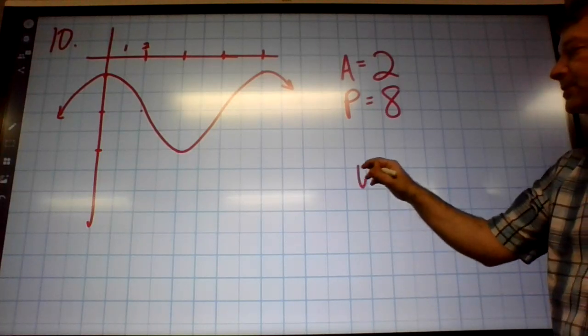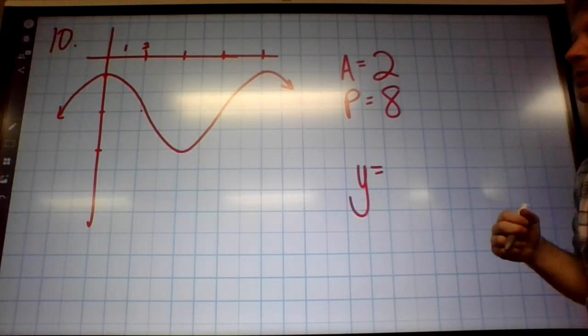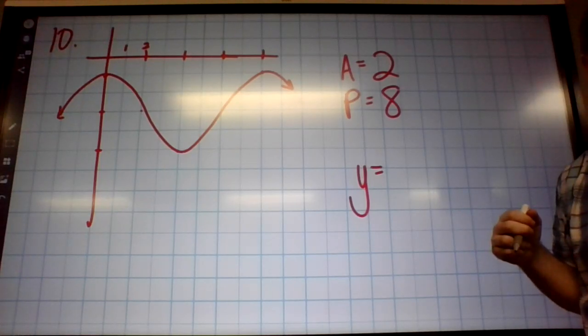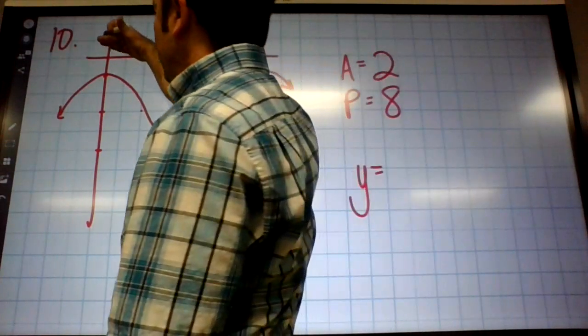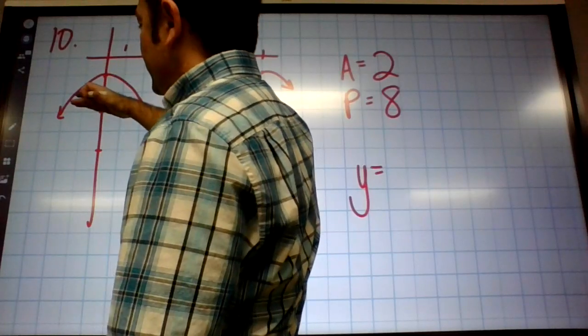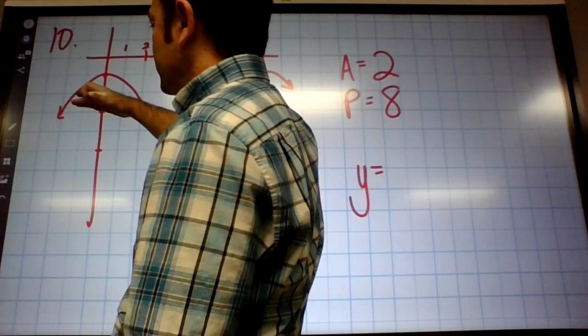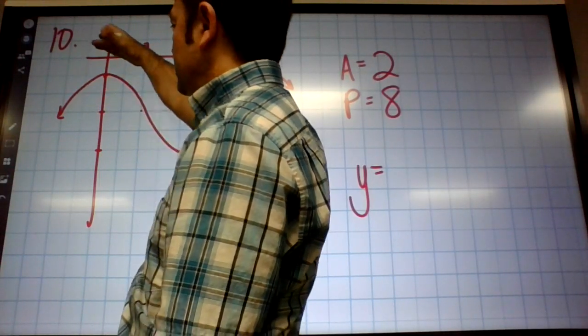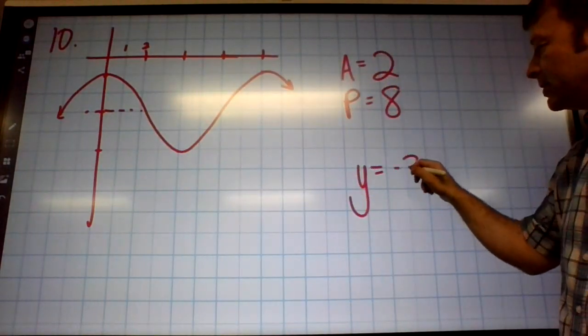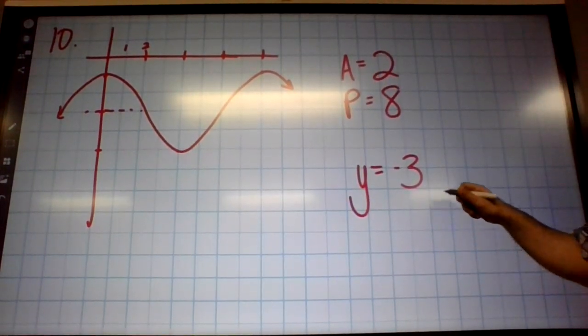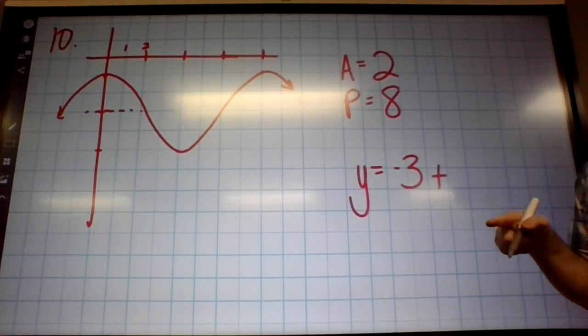What should we put first? 1 minus? Negative plus. What if it's a negative cosine? If you're doing the vertical shift first, that'd be at -3. It's down 3. This is the middle of the graph, so the graph is shifted down 3. It's -3 plus.